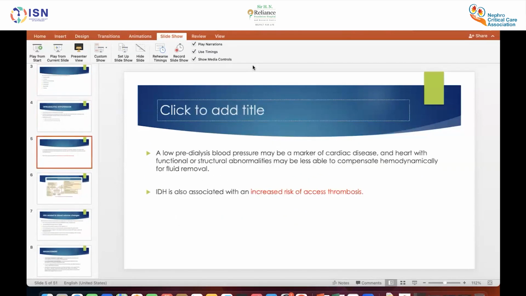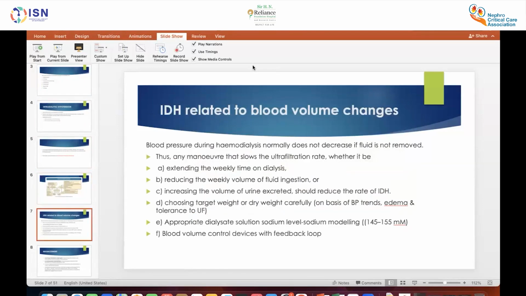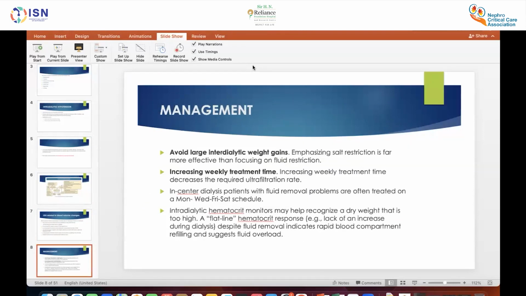Now, you have mentioned accurate parameters in hypotension: hematocrit measurement, correct? In the management, the last point, intradialytic hematocrit. What do you mean in that sentence? Intradialytic hematocrit monitors may help recognize a dry weight that is too high, a flatline hematocrit response. What do you mean by that?